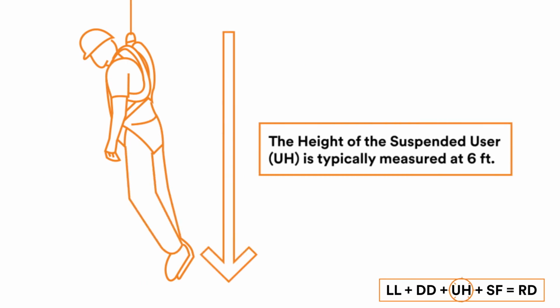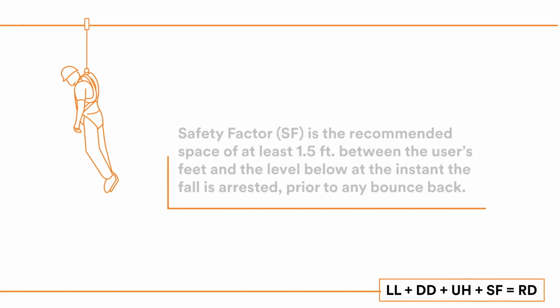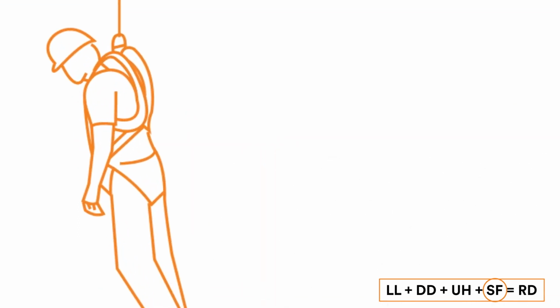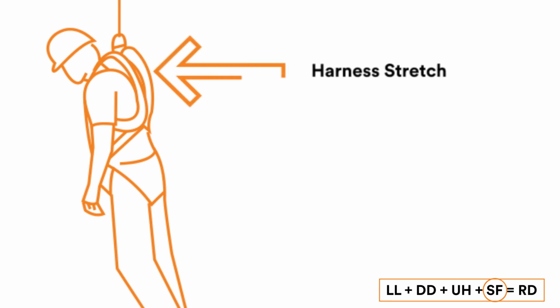The next factor to consider is the height of the suspended user, which is typically measured at 6 feet. The final measurement is the safety factor, an additional 1.5 foot space between the user's feet and the level below at the instant the fall is arrested, prior to any bounce back. The safety factor also includes harness stretch, which occurs when the dorsal D-ring slides upward on the harness straps.